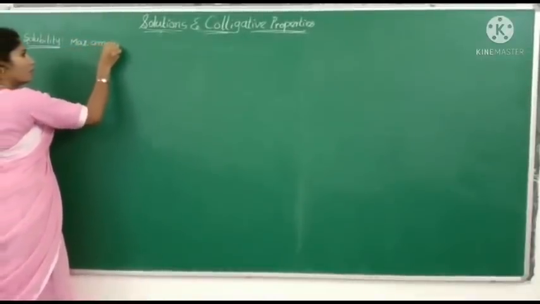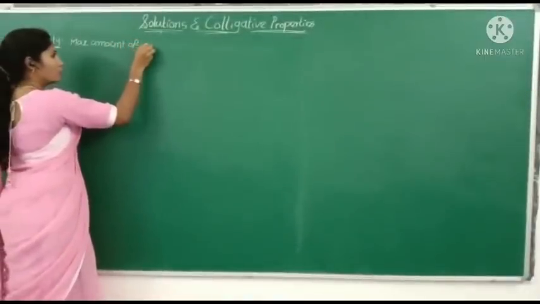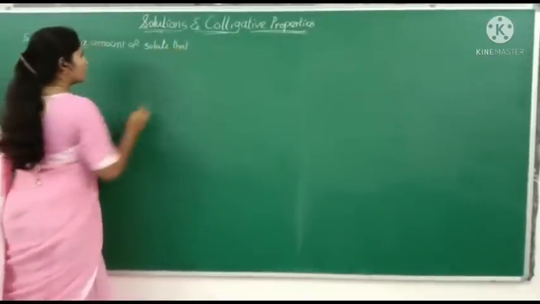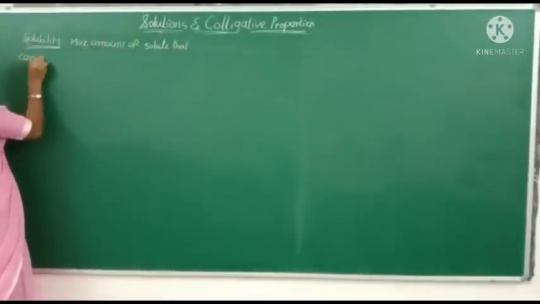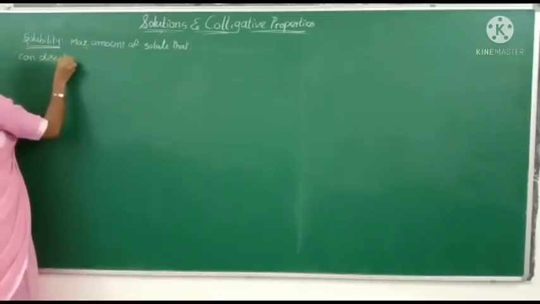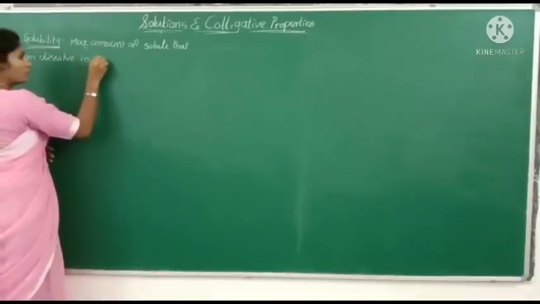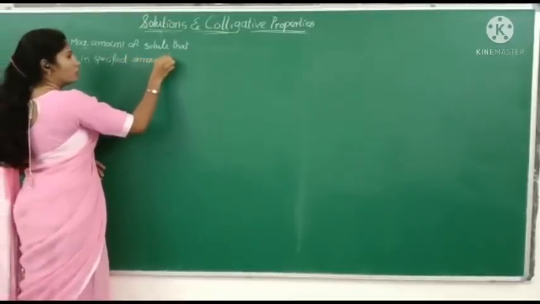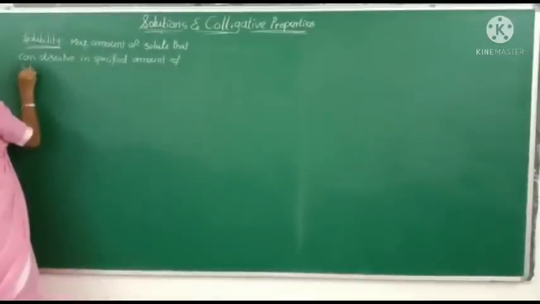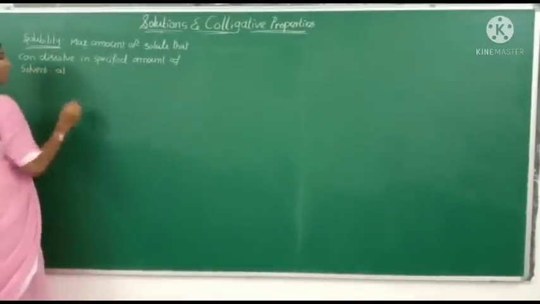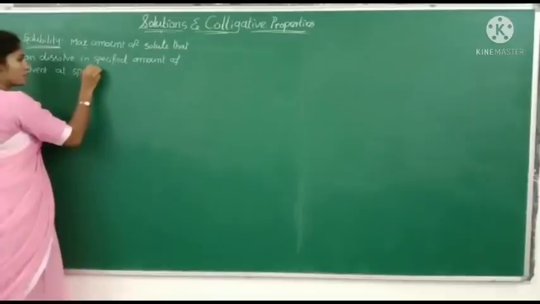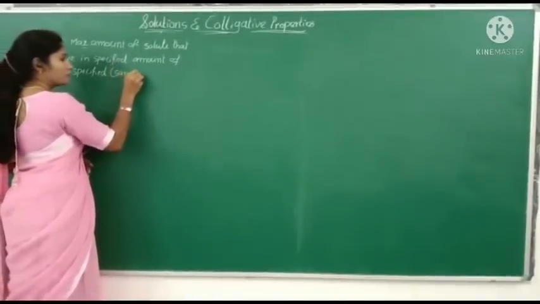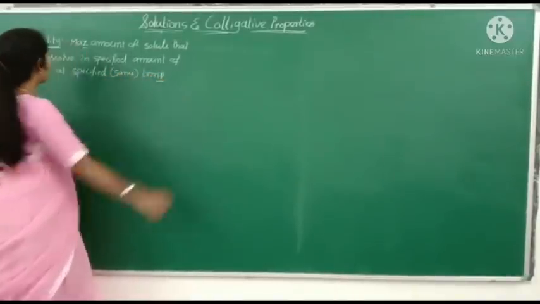maximum amount of solute that can dissolve in a specified amount of solvent at a specified temperature, or at the same temperature, is called solubility.